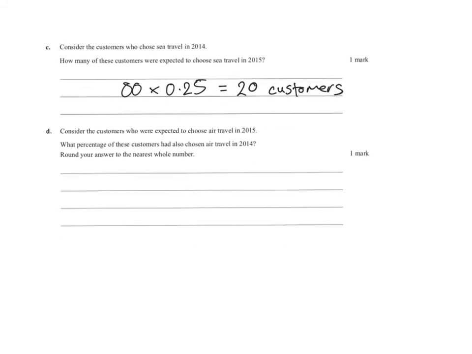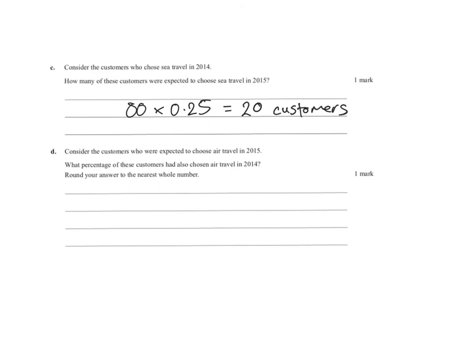All right, question D. Consider the customers who are expected to choose air travel in 2015. What percentage of these customers had also chosen air travel in 2014? Round your answer to the nearest whole number. So what we've got to do is look at just the number of students who are choosing air travel. Again, if you're a highlighter, you can do that. So we want to see air travel in 2015 as a percentage of what had chosen air travel in 2014.